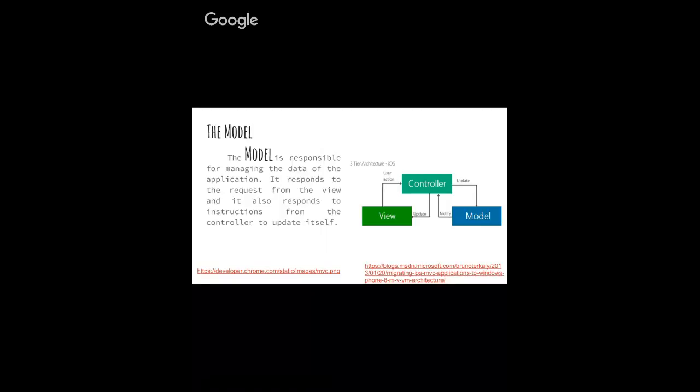The model is responsible for the data itself. It sits there and does nothing until it's acted upon, and it only responds to requests from the controller to either update itself or output something. And this one is much more accurate in my opinion. As the view, the user has an action, the controller sends an update to the model, the model notifies the controller, which then updates the view. And to me, that's really how the system works.